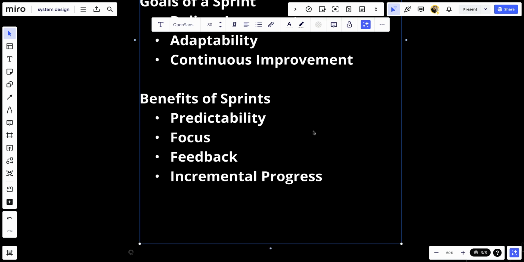Number four, incremental progress. The iterative nature of sprints allows for incremental progress, reducing risks and making it easier to manage changes. By adhering to the sprint structure, Scrum teams can maintain a steady pace of development, adapt to changing requirements, and continuously improve their process and product.